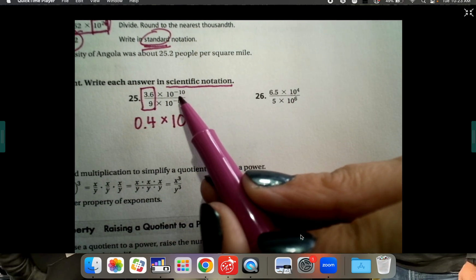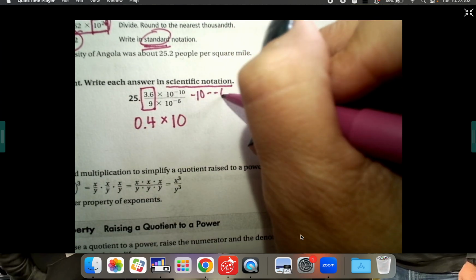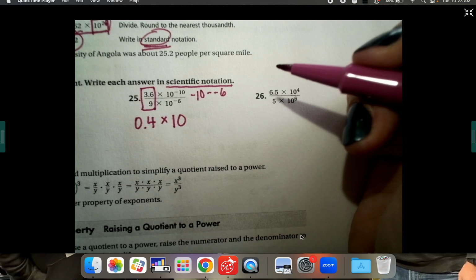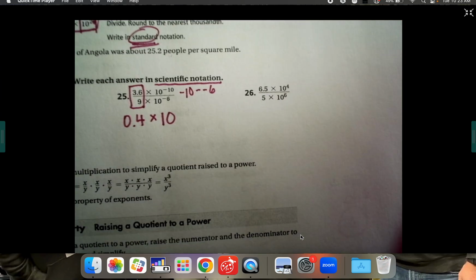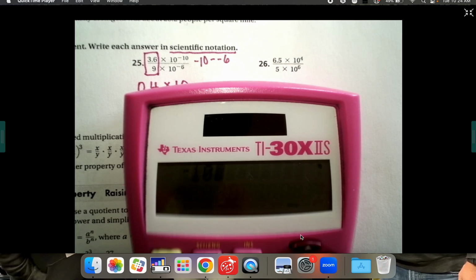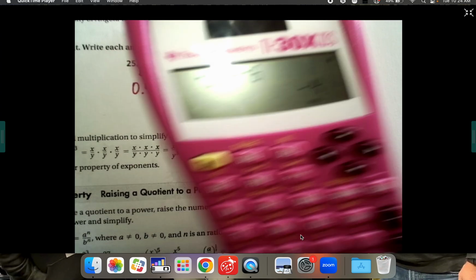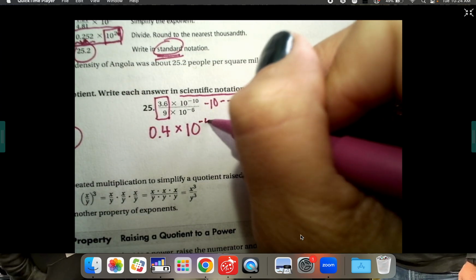If you take negative 10 minus negative 6, that would be negative 4. Let's just double check. Negative 10 minus negative 6. Yeah, negative 4. So 10 to the negative 4th for now.